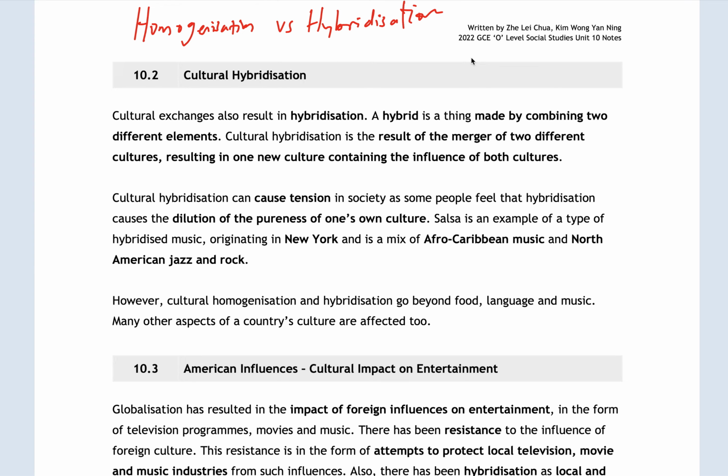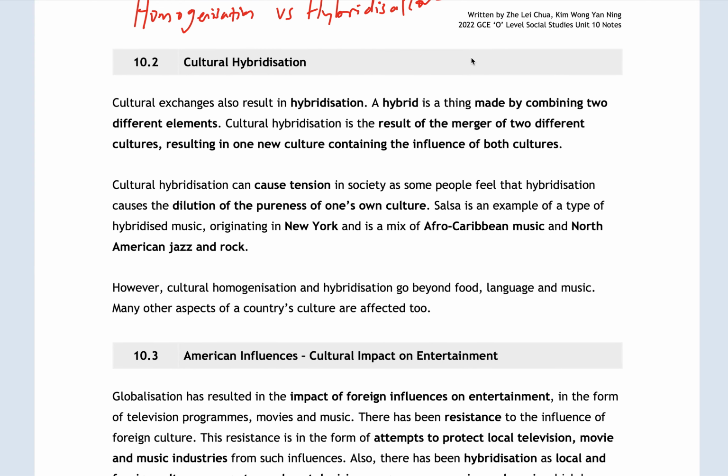Okay, now although some may argue that hybridization has a less negative impact than homogenization, it really depends on how you evaluate it, or what your basis of comparison is here. The point is hybridization can also cause tension in society. Why? Because it is still a dilution of the original culture, right? When we form a hybrid, of course, it's not going to be as authentic as before. So the authenticity is diminished.